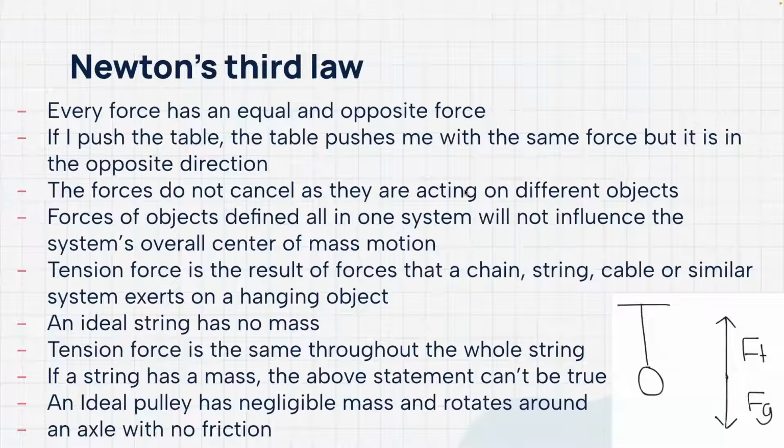Now I'm going to go over Newton's third law. Every force is said to have an equal and opposite force exerted on the other object. For example, let's say I push a table, right? The table exerts a force back on me in the opposite direction. Now you might be wondering, why don't the forces cancel out? It's because they're acting on different objects. I'm pushing the table, the table is pushing me. So even though I'm pushing the table, there's nothing balancing the table from my push, and the table is pushing me.